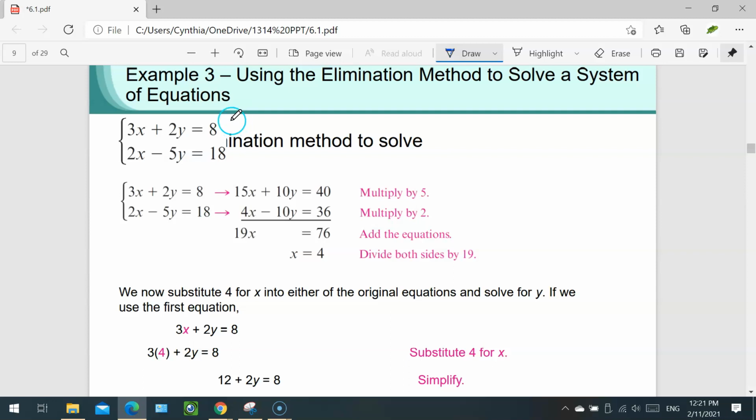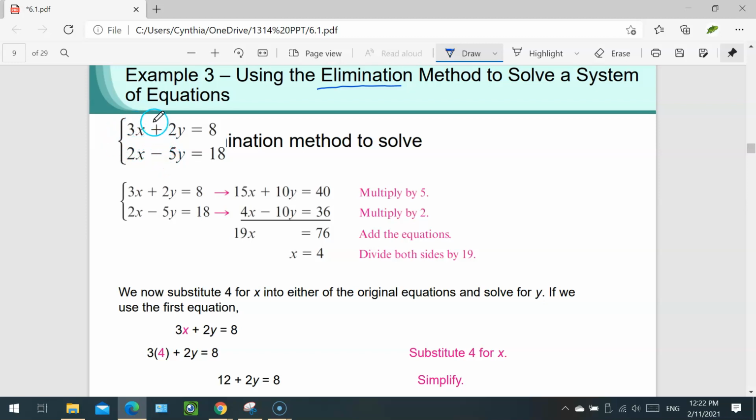So this example has 3x plus 2y equal 8, and 2x minus 5y equal 18. From the equations, I know it is not a good approach if I go with the substitution, because I don't have the single x or single y from either equation. So the best way to approach this question, we go with the elimination. We eliminate one variable first. So you have to decide which variable you want to eliminate first.